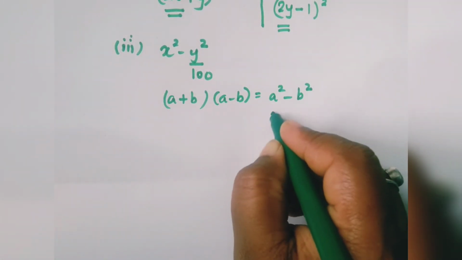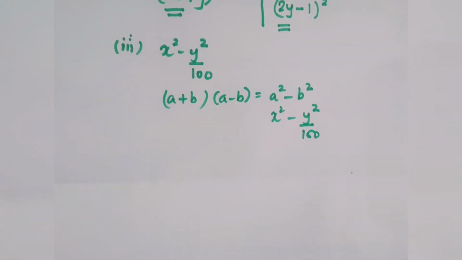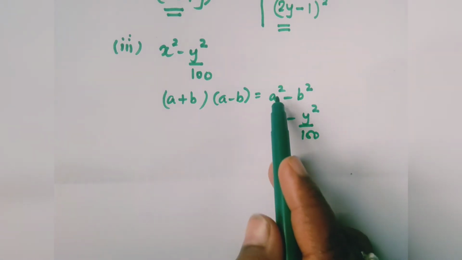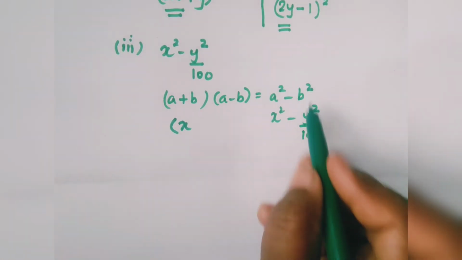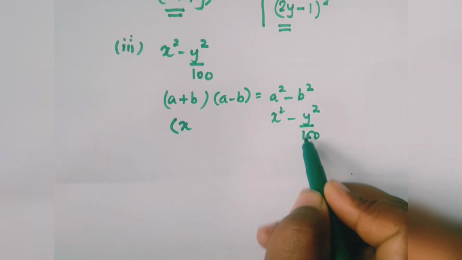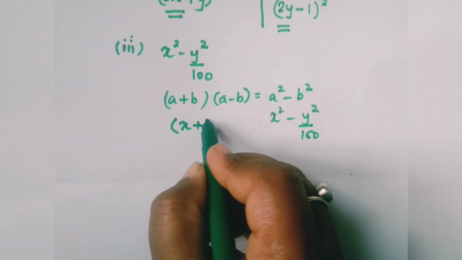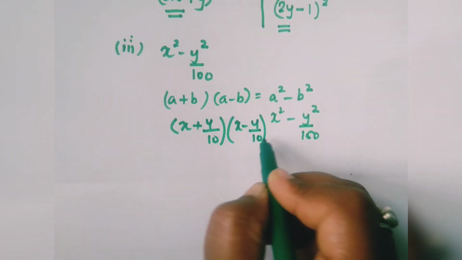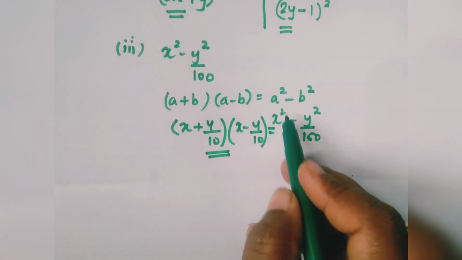So now here you have x square minus y square by 100. Now what you have to do is see that the square numbers are given. So now we have to write the square root of it. If a square is x square, what will be the value of a? A will be only x. So b square is y square by 100. What is the square root of 100? The square root of 100 is 10. So it will be y by 10. So x plus y by 10 into x minus y by 10. So these will be the factors of this expression, x square minus y square by 100.